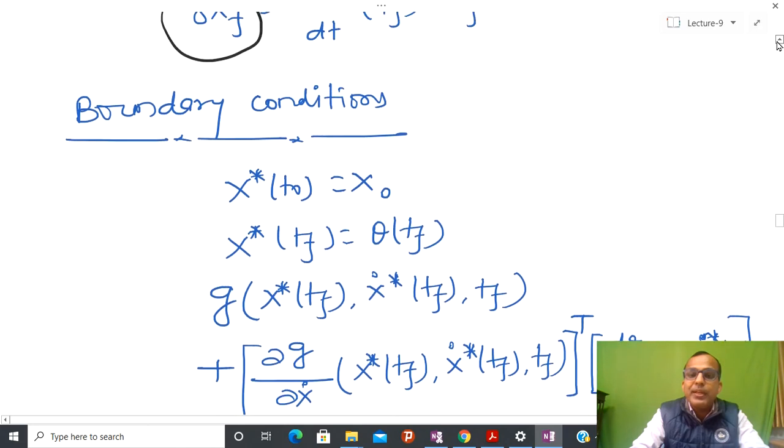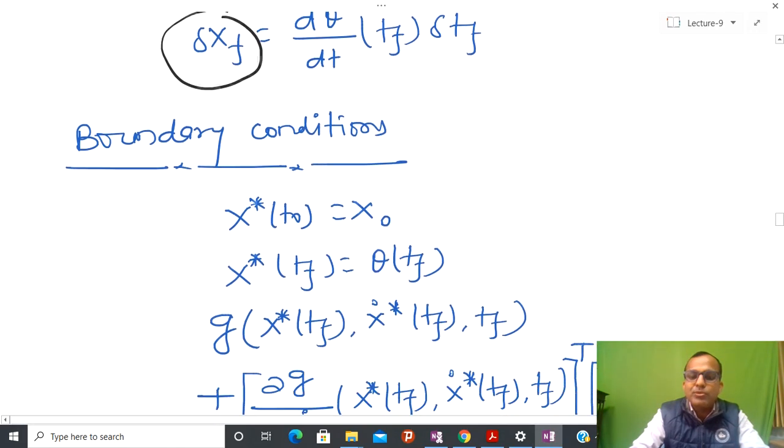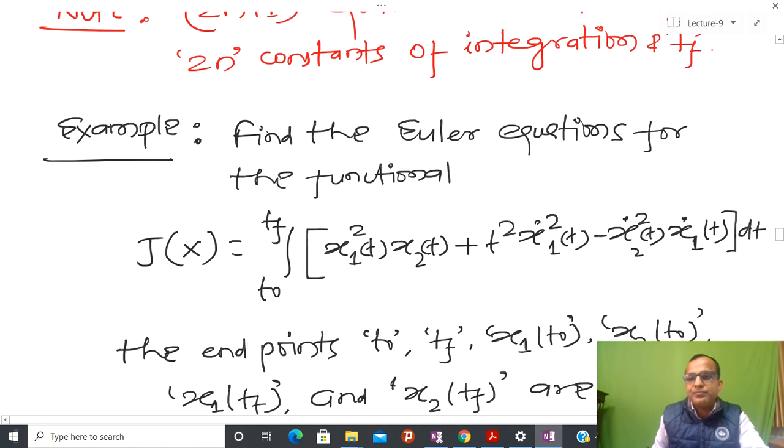That we have to put in place; since both are free, we have to do this kind of substitution, and after that you can just put delta TF equal to 0, and if you do that kind of substitution, then this kind of boundary condition basically comes into picture. Now you have 2n Euler equations and 2n ways to determine the coefficients of that particular integration. So in this way you are able to solve all four different types of problem.